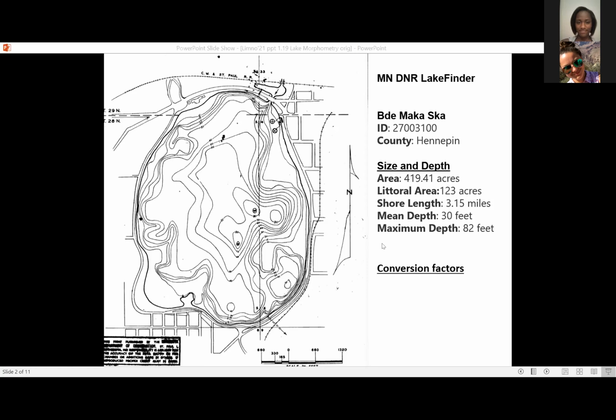Okay, so what is it that we want to know when we talk about the dimensions of the lake, the morphometry of the lake? What are the important dimensions? Well, here, Maka Ska is a great example. It has an area, which you could get by measuring the area of the lake. It has a shore length. That is the length of going all the way around the outside of the lake.